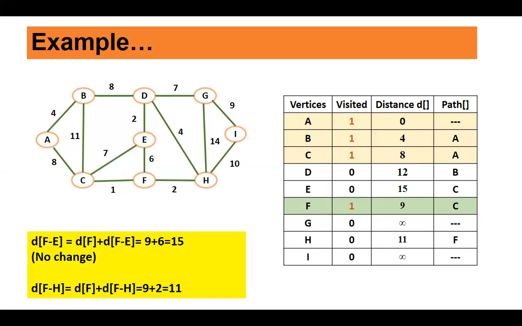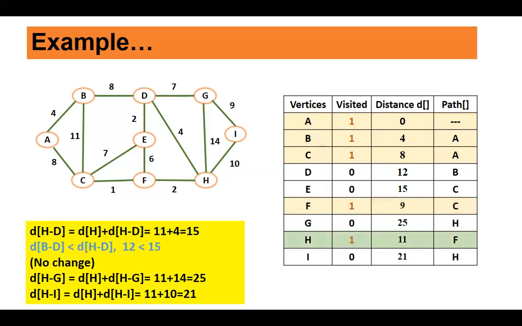Fine. Now, the next minimum, now this is already visited. So the minimum from 12, 15 and 11. So you can see the next minimum is 11. So we'll visit, or we'll include, H in the shortest path.